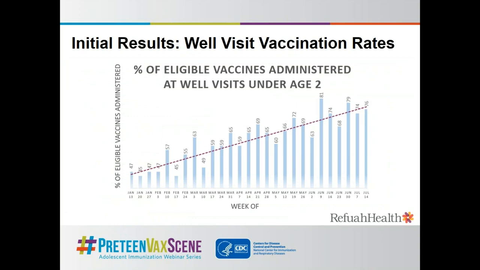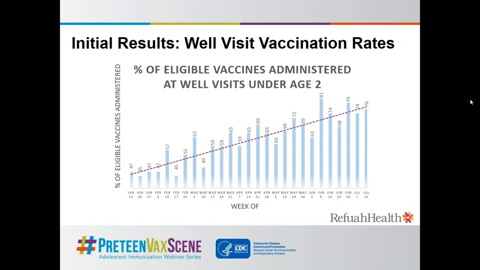So we kicked off the program in January, and these are our results after 6 months. This graph looks at all vaccines due at infant well visits across our health system in a given week. And it plots what percentage were actually given at that visit. So if a baby was due for 4 vaccines but only got 2, that would be 50%. And we're reporting our entire population in aggregate. That percentage is on the y-axis. The x-axis represents the start date of each week over a 6-month period.